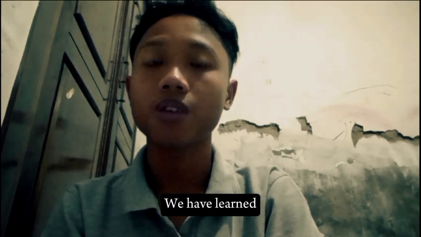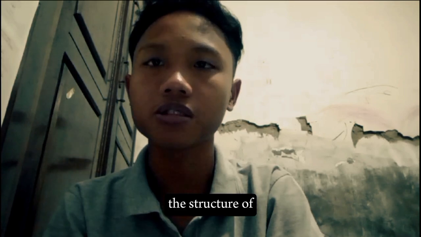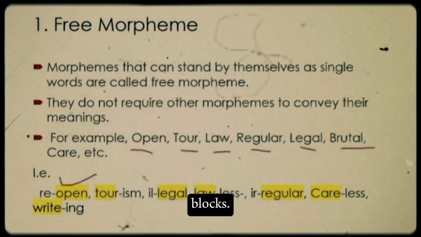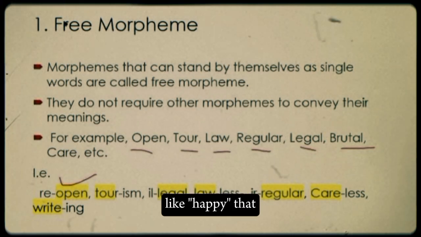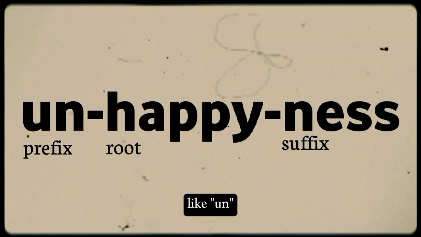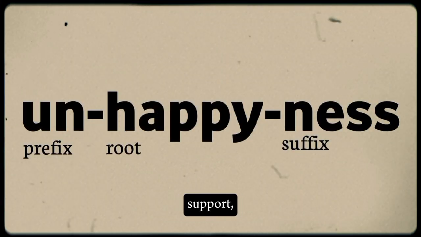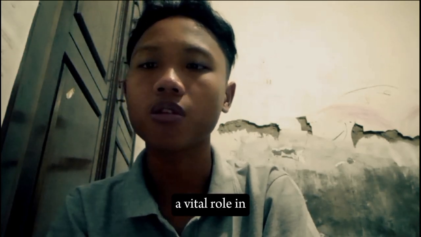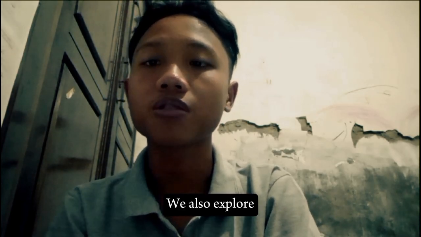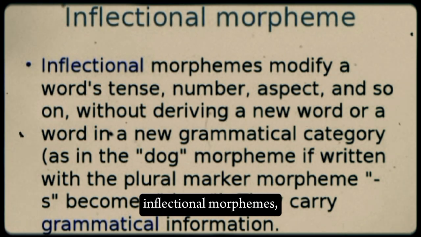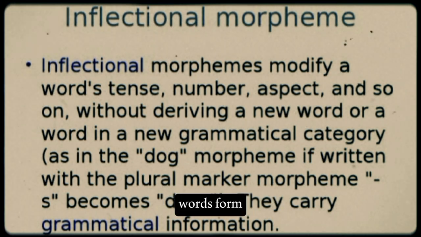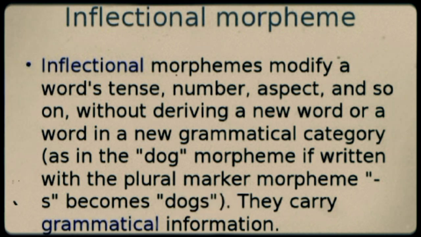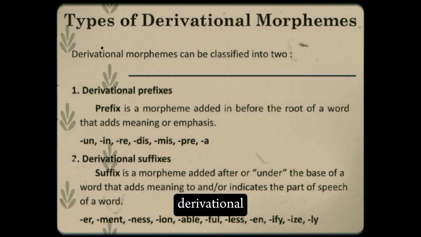Let's wrap it up. We have learned that morphology is about the structure of words with morphemes as the building blocks. From free morphemes like happy that stand alone to bound morphemes like un and ness that need support. Each piece plays a vital role in forming meaning. We also explored the inflectional morphemes, which change a word's form while keeping its essence. And the derivational morphemes, which change the lexical meaning and the word class.